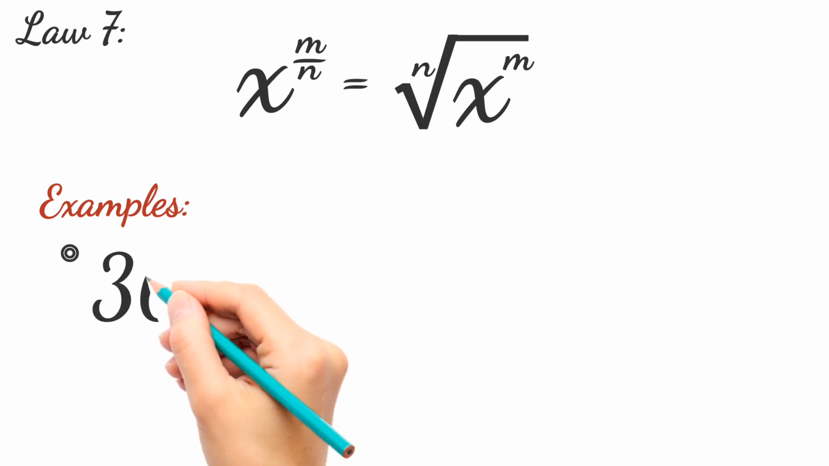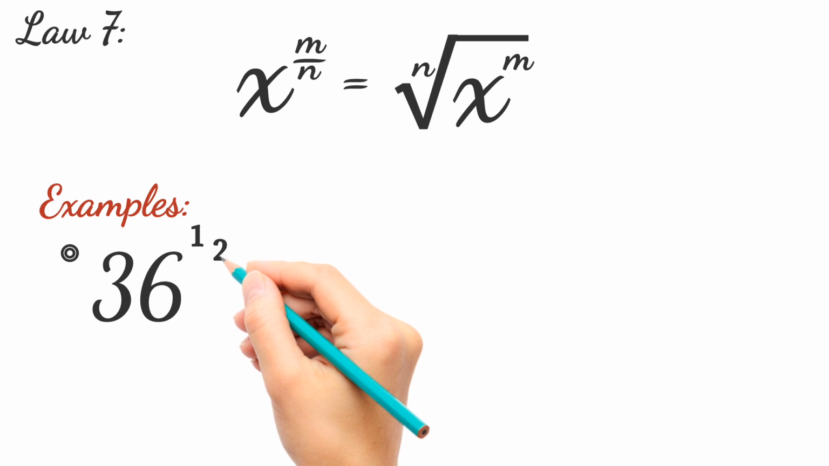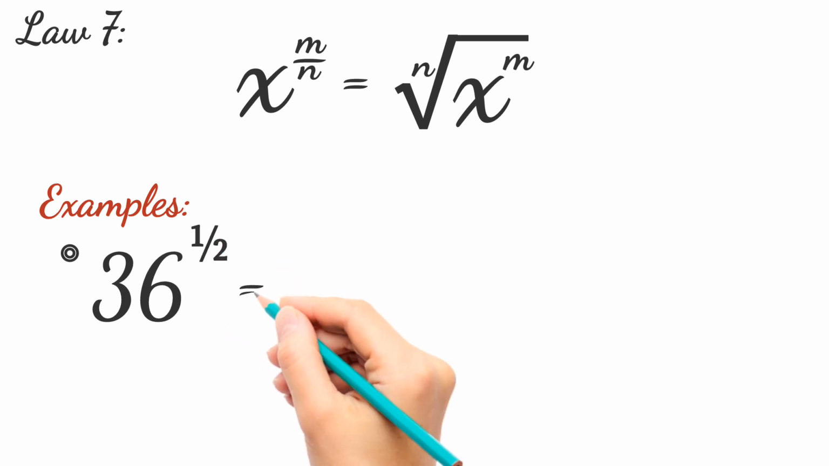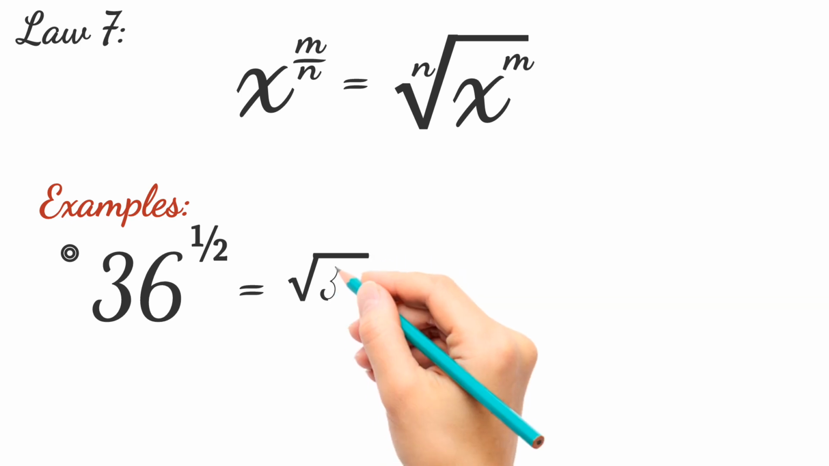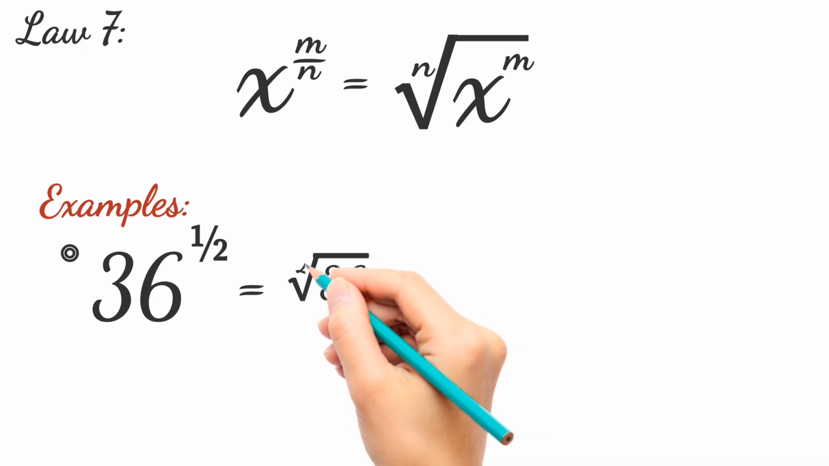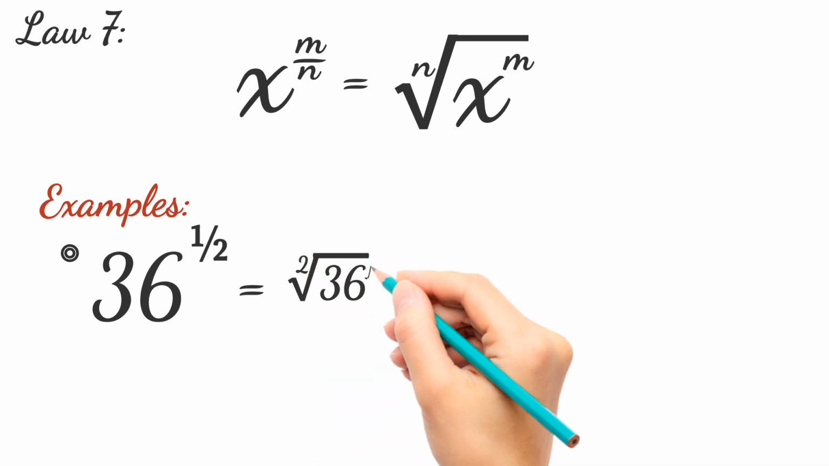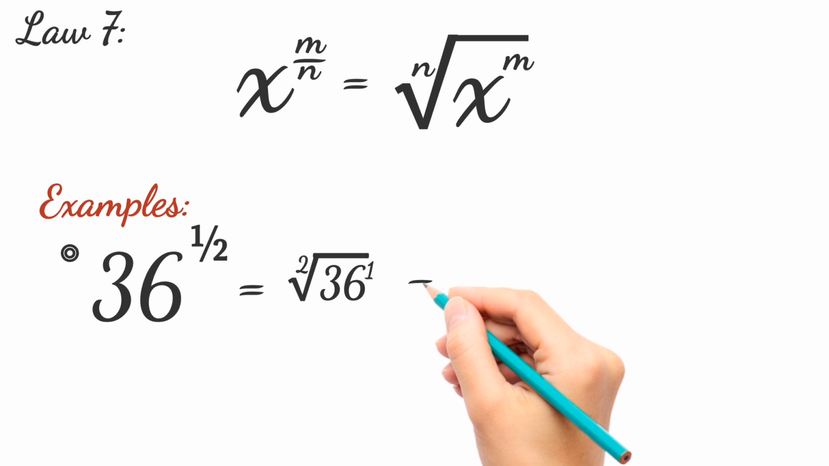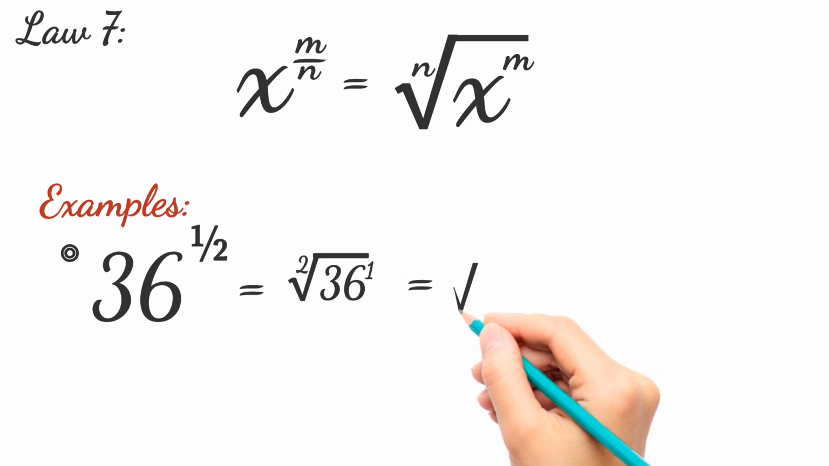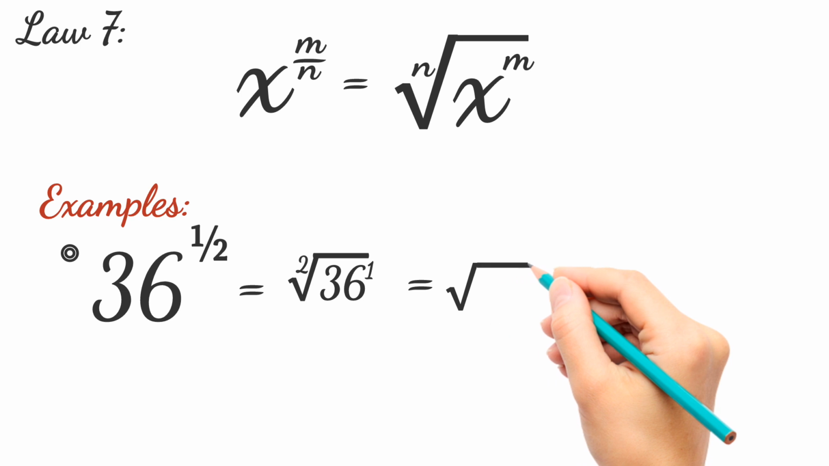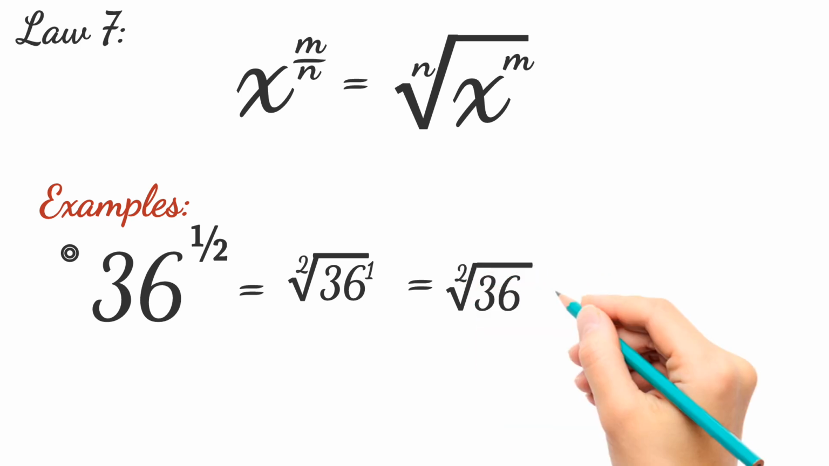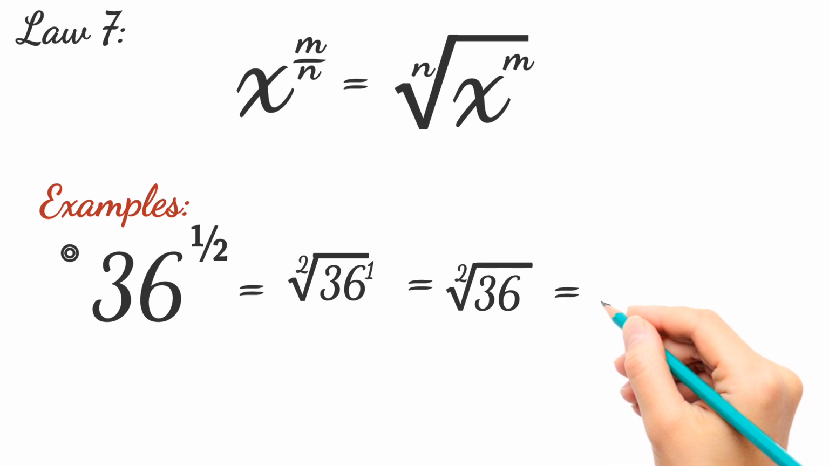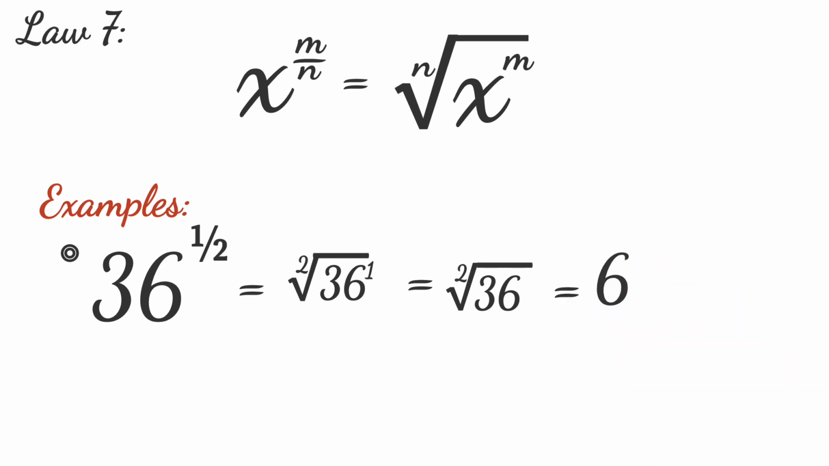Now imagine they give us 36 raised to the power 1 over 2. That means I will firstly draw my square root. I will write my 36 inside. Then the denominator will be outside. Numerator will be inside. So 36 raised to the power 1 is still what? 36. Now that means 2 square root of what? 36. That means what number can I multiply with each other, same number, that will give me 36? That is 6. That is the meaning of that.